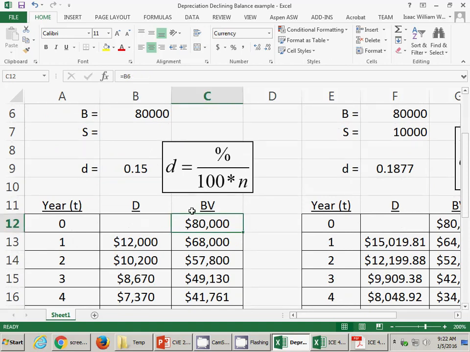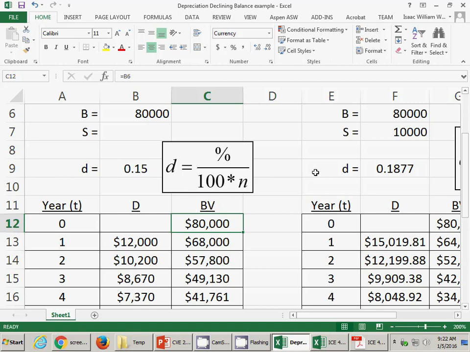So 80,000 is the starting book value. 12,000 is 15% of this amount. And so the book value at the end of the first year is just the previous book value minus the depreciation for that year. The same thing is true for year 2. For year 2, we look at the previous book value, multiply it by the fraction, and that's where 10,200 comes from. And then the book value is the previous book value minus the depreciation for that year.